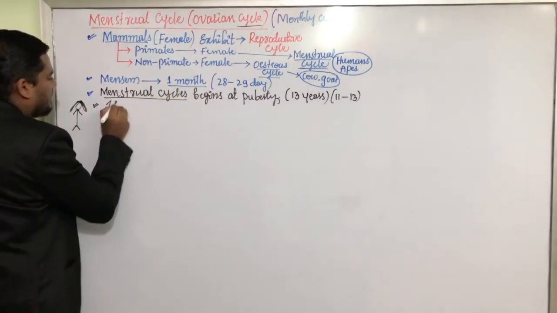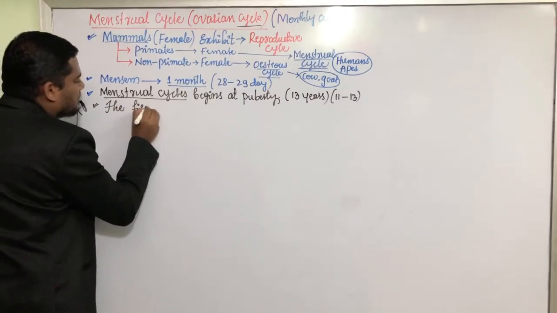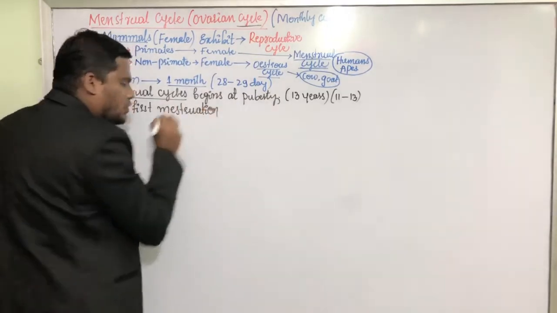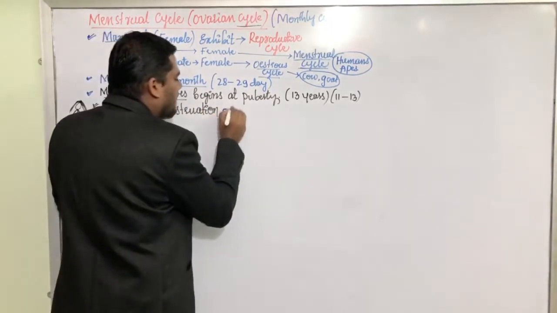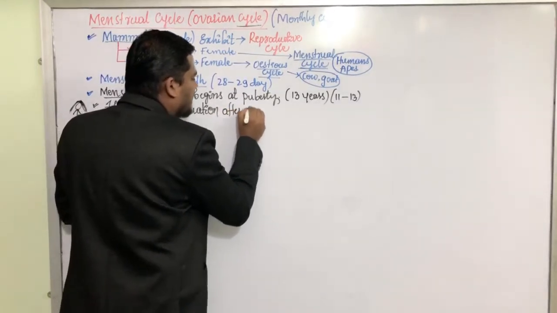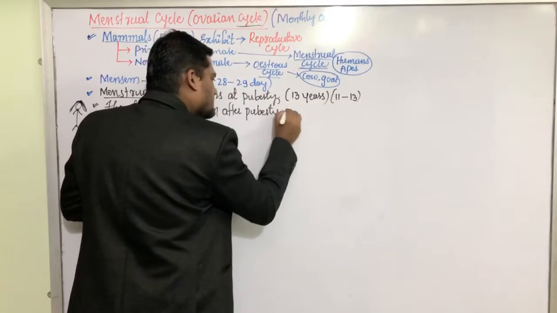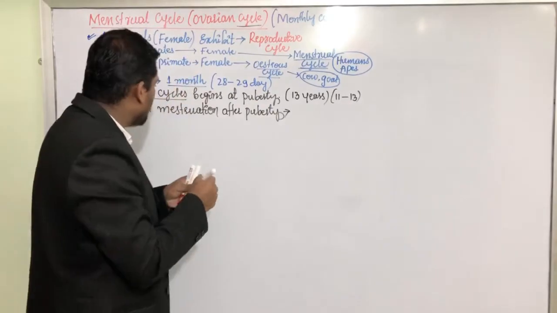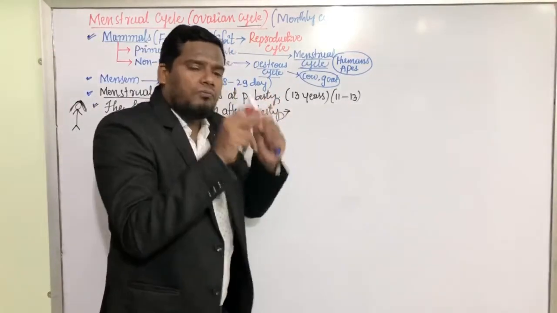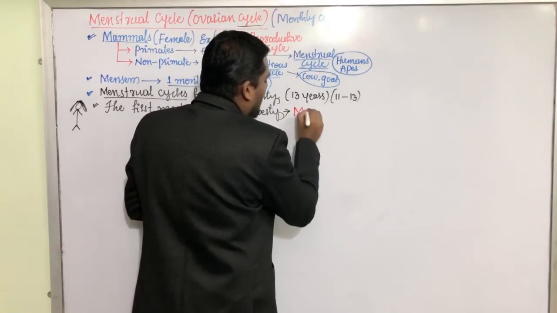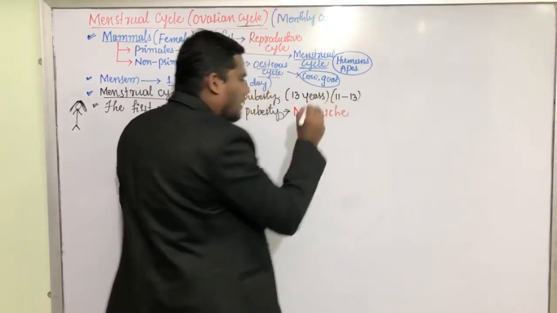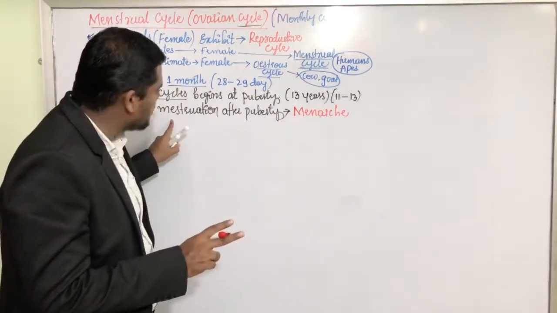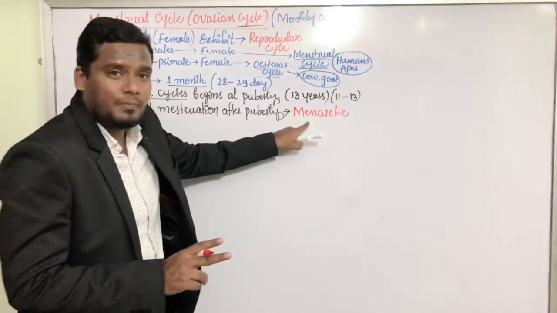the first menstrual cycle, the first menstruation or menstrual cycle after puberty. जैसा ही लड़की जवान हुई उसके अंदर सबसे पहला जो menstrual cycle हो रहा, that menstrual cycle or that onset of menstrual cycle, it is called as menarche. The first menstrual cycle or the first menstruation after puberty, it is called as menarche.